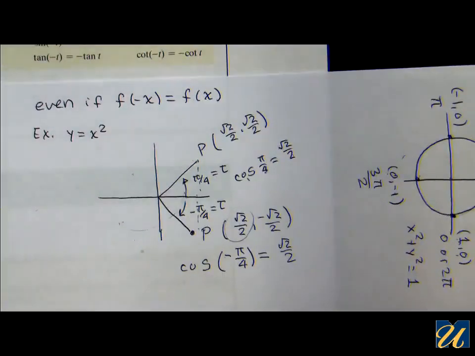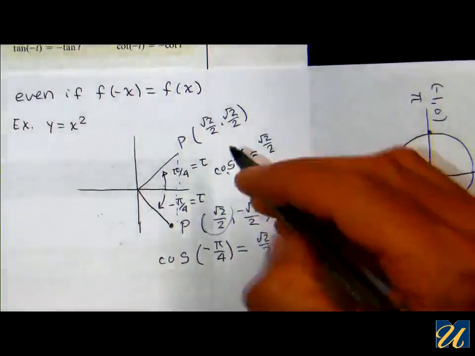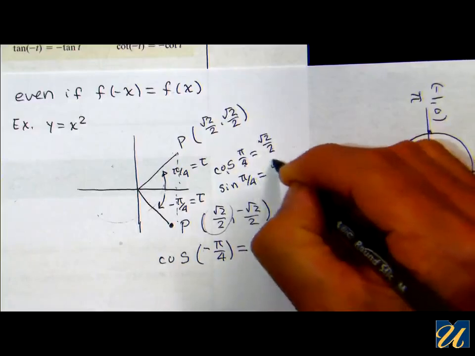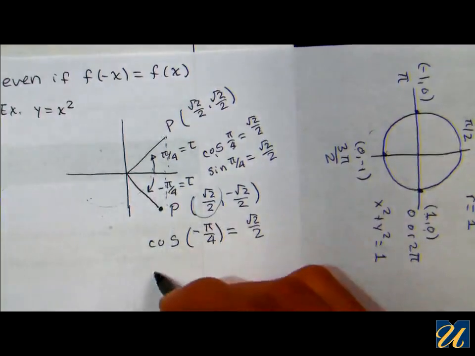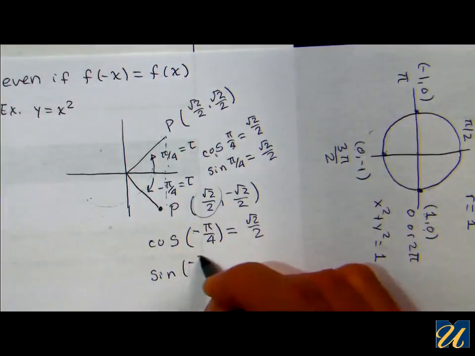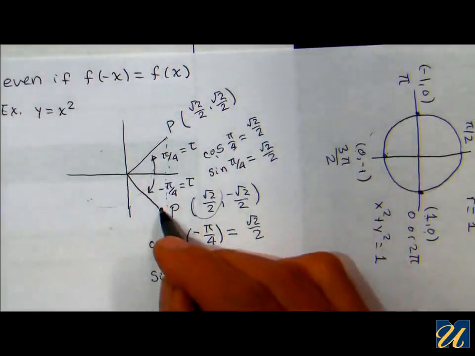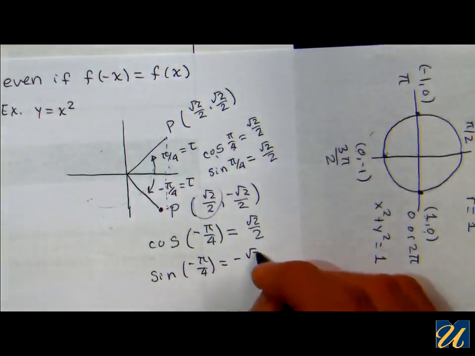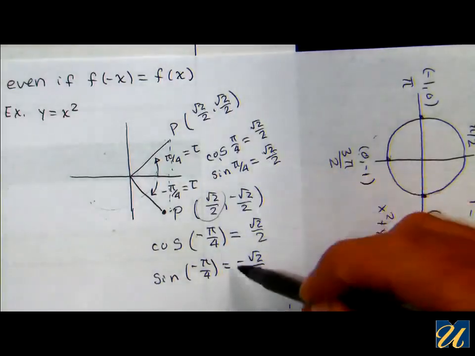Okay, now all the other functions are odd, and why are they odd? Well, we can see here by the diagram. Suppose that we replace cosine with sine here. The sine of pi over 4 is the y-coordinate, so square root of 2 over 2. But if we look at the negative angle, sine, which tracks the y-coordinate, look at the y-coordinate at negative pi over 4, because we switched quadrants, now we're below the x-axis, the y-coordinate's negative. So the value is the same, but opposite.